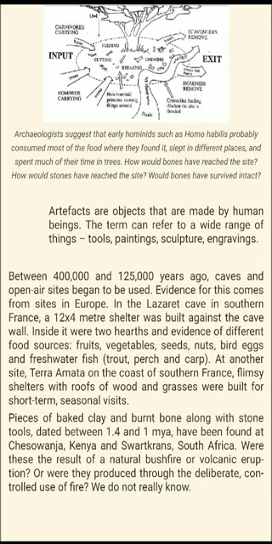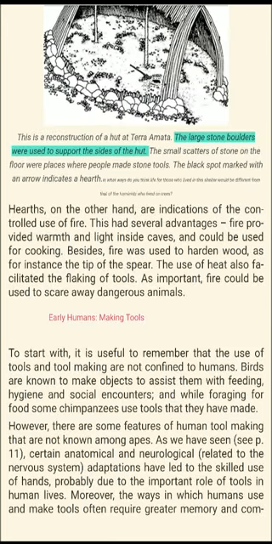This is a reconstruction of a hut at Terra Amata. The large stone boulders were used to support the sides of the hut. The small scatters of stone on the floor were places where people made stone tools. The black spot marked with an arrow indicates a hearth. In what ways do you think life for those who lived in this shelter would be different from that of the hominids who lived on trees?